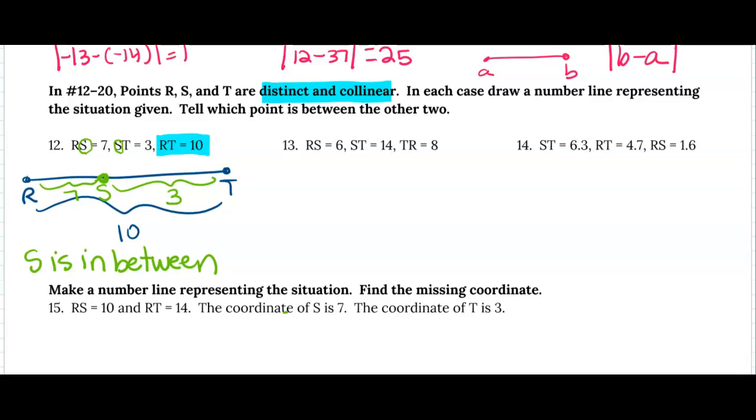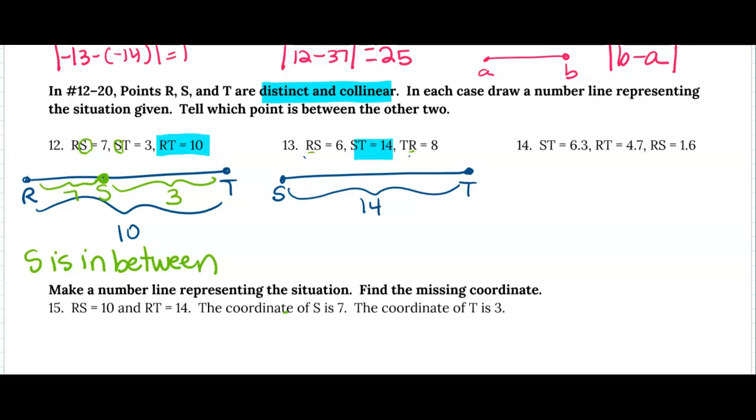So looking at 13, we see R is in both of these, but we see that ST is actually the longest segment. So that means that ST are our endpoints. Even though R was in both of these two, and S was also in both, you want to look for the longest side and put those as the endpoints. So then we know the length of ST is 14.